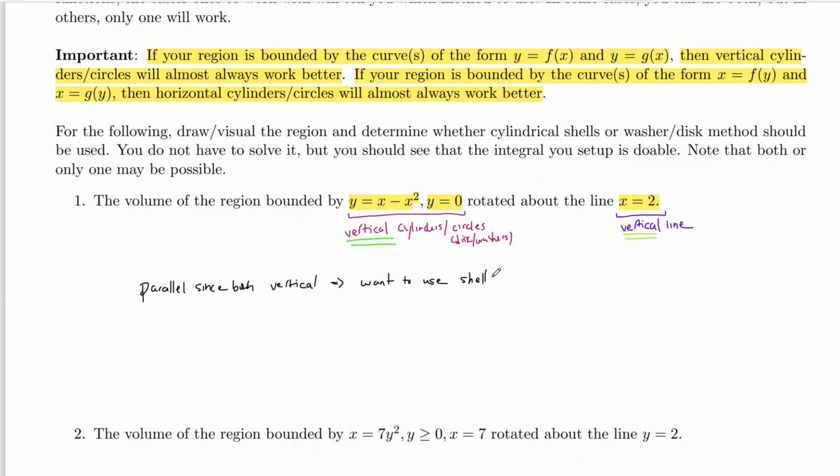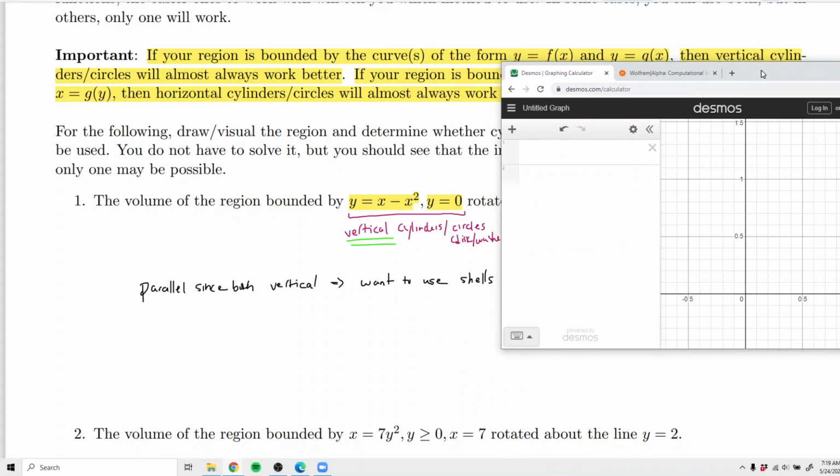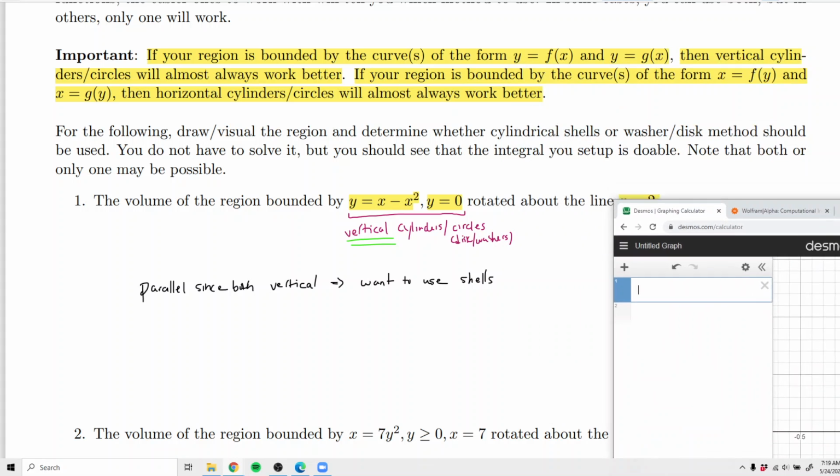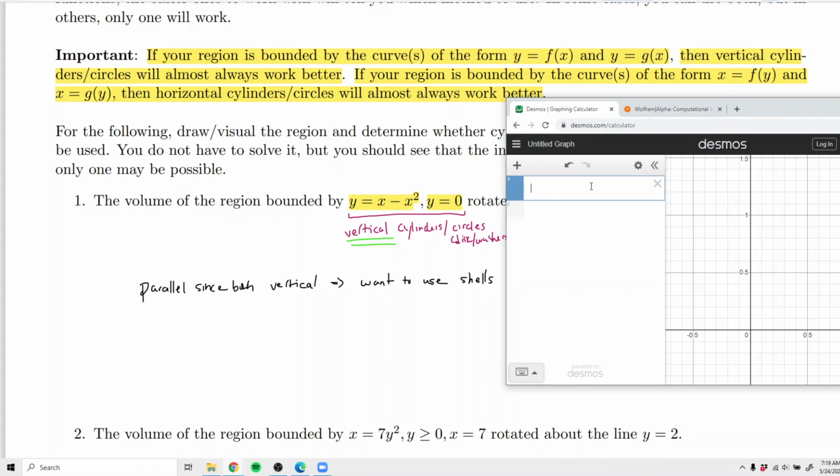And we can go ahead and just graph this so you can see it. But just based on these two things, I knew I want to use shells. It's still really helpful to graph it anyway, because it might be hard to see what is your radius, what is your height. So you still want to graph it, but the point is we can figure out which one to do.